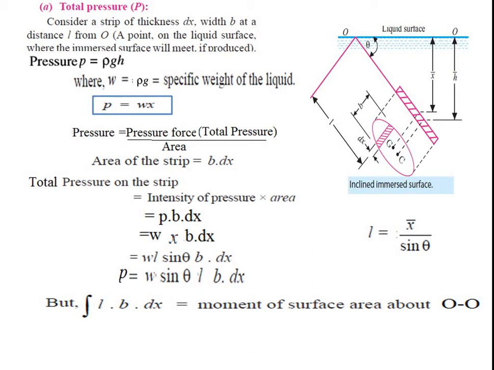Sin theta is the angle of inclination. Again, it is a constant, because at any position you can take the strip, theta will not change. Changes appear only with respect to the length, that is the immersed length, and B is nothing but the width of the strip. But we know that the integration of L into B into dx is nothing but the moment of surface area about OO.